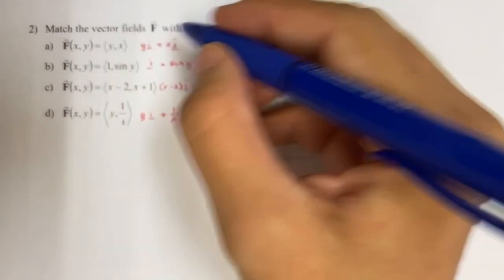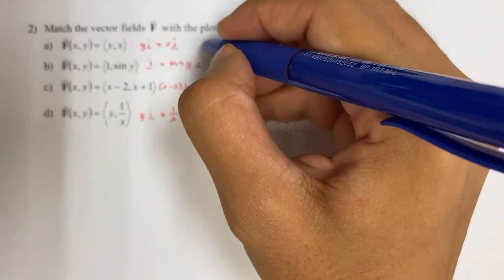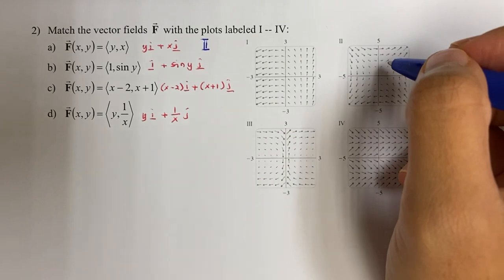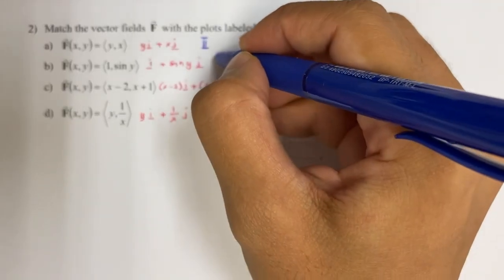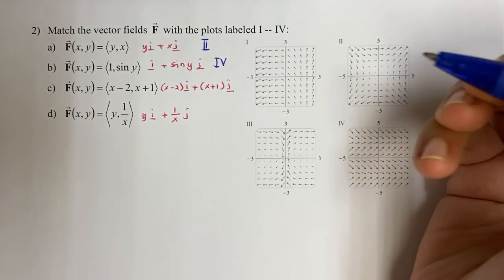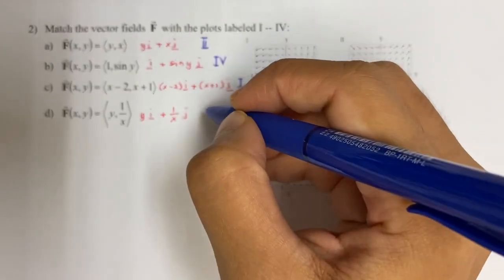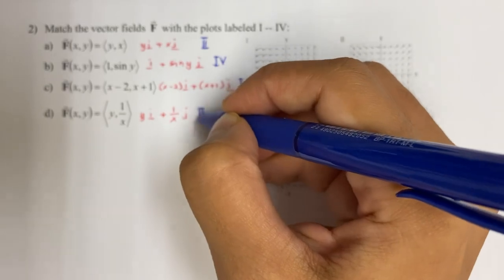Okay, A is the match for number 2. B is the plot for number 2, C is the first one, and D is the third one.